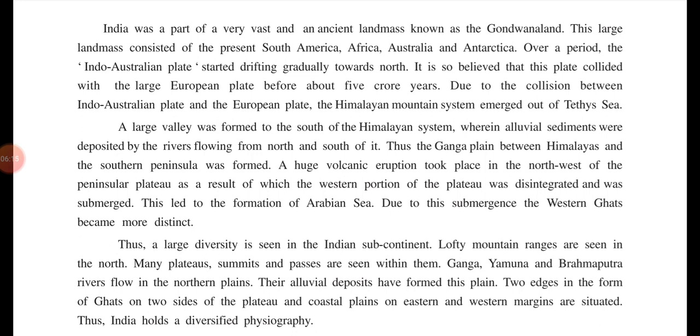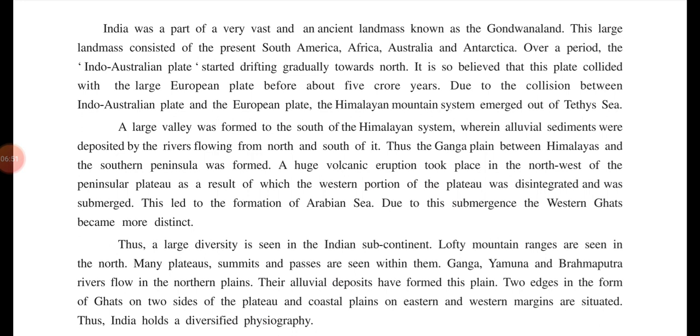Due to this collision between the Indo-Australian plate and the Eurasian plate, the Himalayan mountain system emerged out of the Caspian Sea. A large valley was formed to the south of the Himalayan system, wherein alluvial sediments were deposited by the rivers flowing from the north and south of it. Thus the Ganga plain between the Himalayas and the South Peninsula, means the half island, was formed.